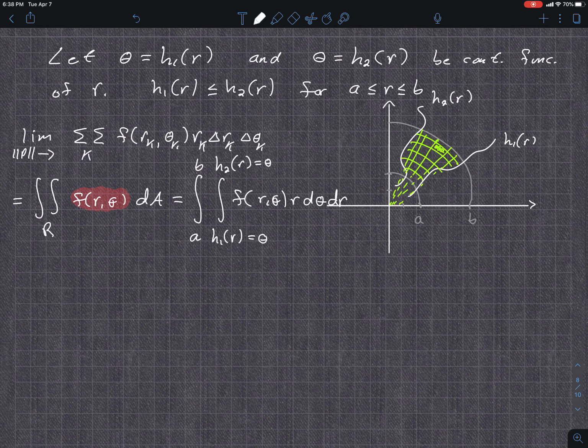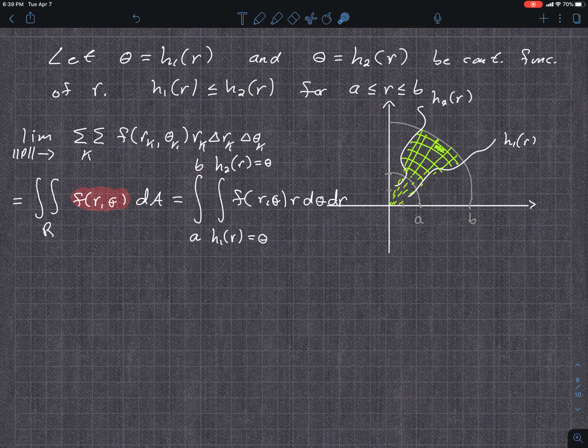We want to look at now functions where theta is a function of r. So let's let theta equal h1 of r, or theta equals h2 of r. So it could be literally just theta equals r, or theta equals r squared, or it could be different things. Not really done as much. Usually it's r as a function of theta, but now we want theta as a function of r. So they're continuous functions.